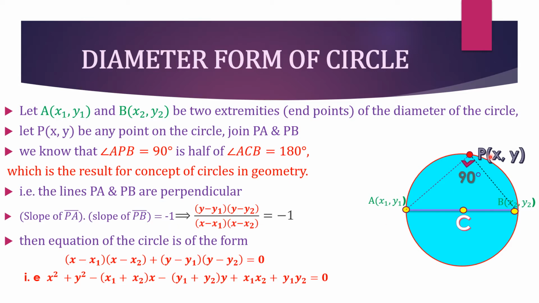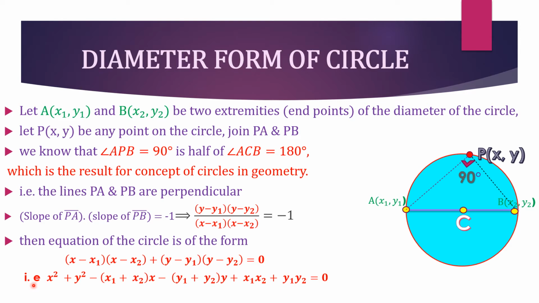Now we can find slopes using the slope formula, that is (y minus y1) by (x minus x1), which is the slope of PA, and (y minus y2) by (x minus x2), which is the slope of PB. Therefore, (y minus y1)(y minus y2) equals minus (x minus x1)(x minus x2). Now, the equation of the circle is (x minus x1)(x minus x2) plus (y minus y1)(y minus y2) equals 0.